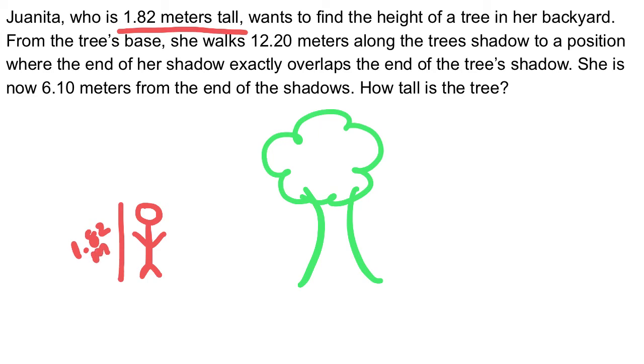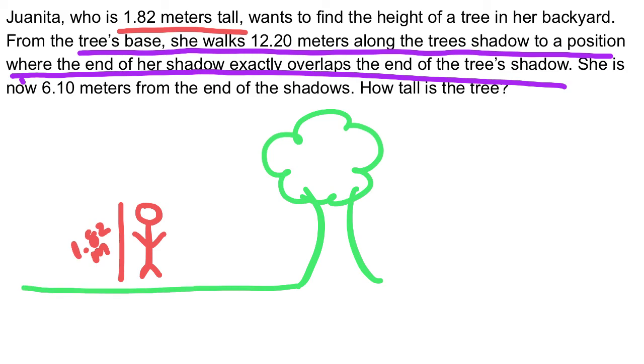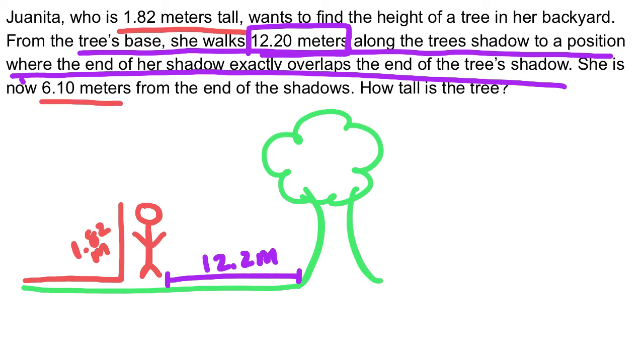Now it tells us that she walked from the tree's base 12.2 meters to a position where her shadow overlapped the end of the tree shadow. So this means from where she is, if this is the tree shadow, her shadow ends up in the exact same location. And we know that this distance that she walked is 12.2 meters. We also know that she is now 6.1 meters from the end of the shadow. So this distance is 6.10 meters. How tall is the tree? So the unknown information that we're looking for is this height of the tree, which I'm going to call x.